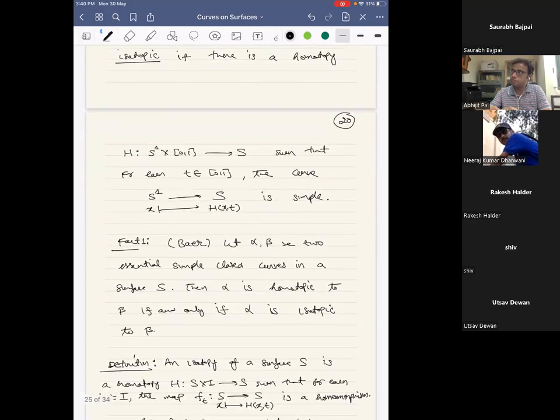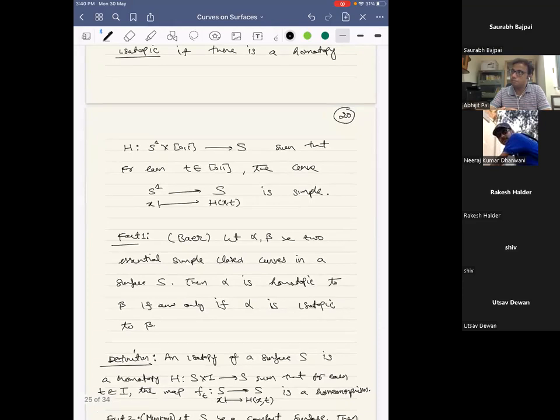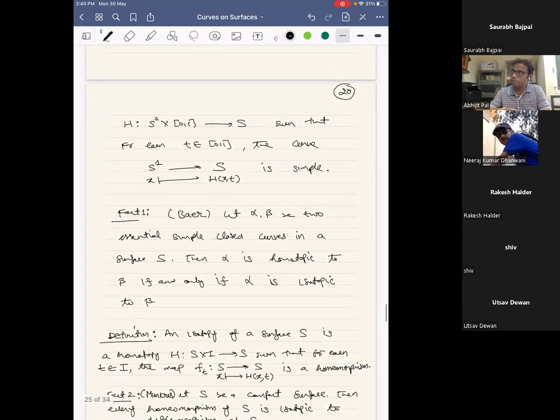Okay. So these are some results from differential topology, which I will not prove, but I will just state. So first is this fact one. It was first proved by Baer. Let alpha and beta be two essential simple closed curves in a surface S. Then alpha is homotopic to beta if and only if alpha is isotopic to beta.